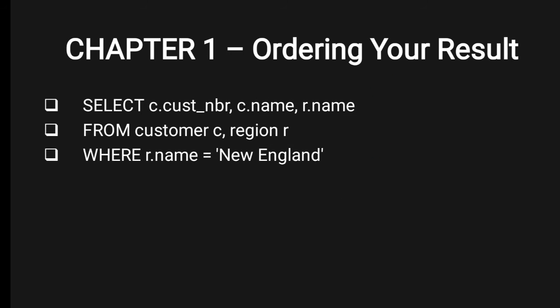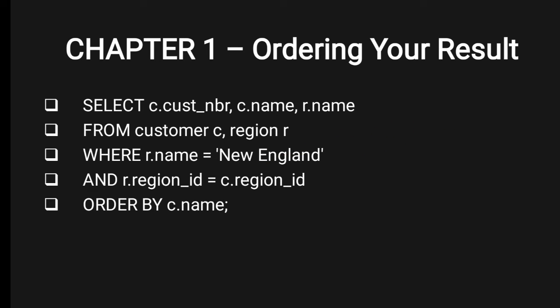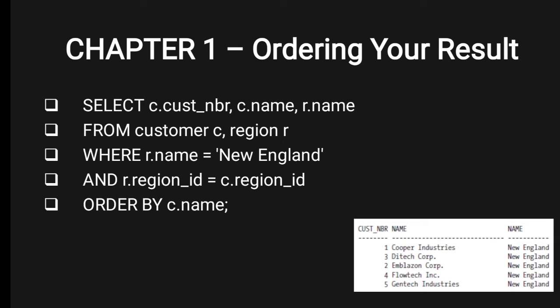Ordering your result. In general, there is no guarantee that the result set generated by your query will be in any particular order. If you want your result to be sorted by one or more columns, you can add an order by clause after the where clause. The following example sorts the result from our New England query by customer name.